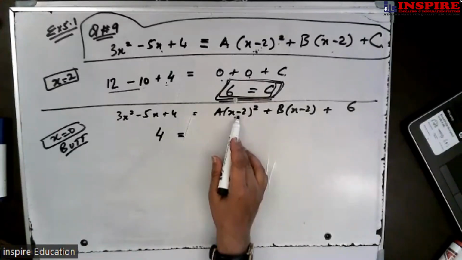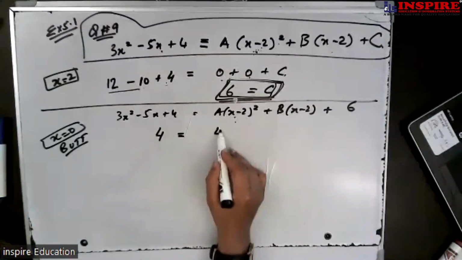0 minus 2 is minus 2. Minus 2 squared is 4 times a.